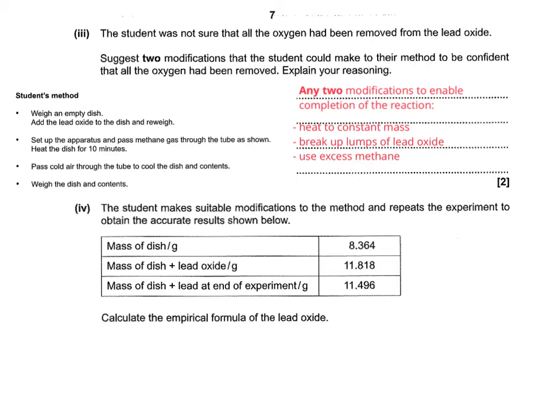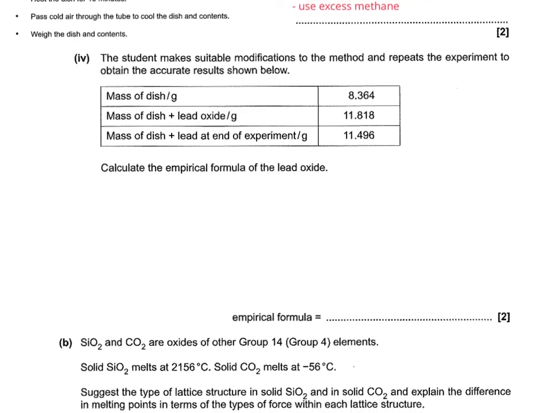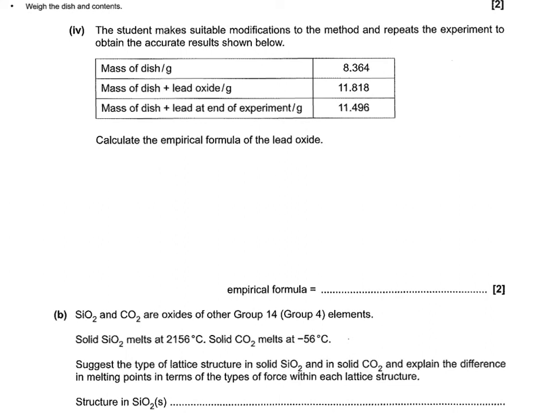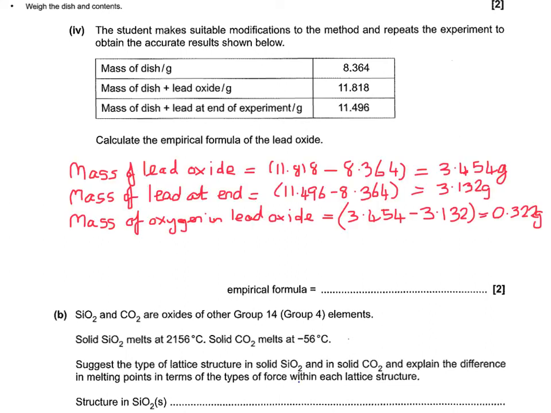So the next part of the question asks us to calculate the empirical formula. So let's move the page down to allow us to do this. So the first thing to do is to work out the mass of lead oxide, the mass of the lead at the end by subtracting the mass of the dish from each of the 2 pieces of data. And then finally, the difference between the 2 can give you the mass of oxygen in the lead oxide. So the next thing to do is to use that to get the empirical formula. And you do that by dividing the mass by the molar mass in each case.